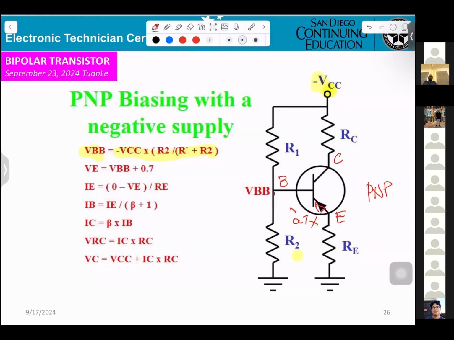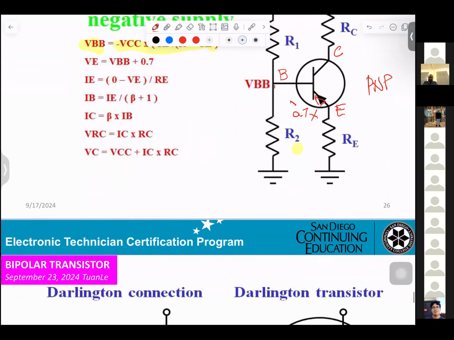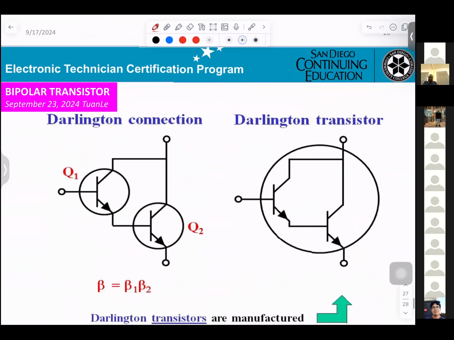Okay. And also the formulas to calculate IE, IB, IC, VRC, VC. Okay. You try it, and next meeting I will go over it for you. This is the last one.